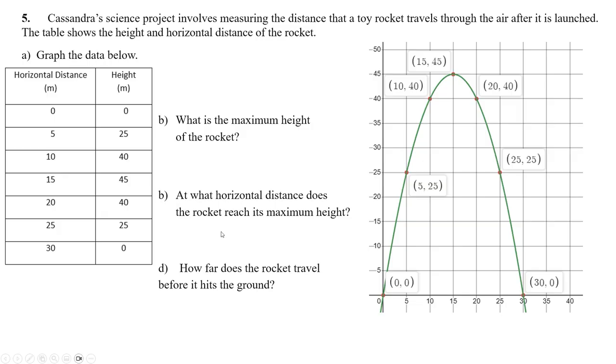Next question, at what horizontal distance does the rocket reach its maximum height? Well, the maximum height is right here, and the horizontal distance is 15. How far does the rocket travel before it hits the ground? Well, it hits the ground at this point right here, and it's traveled 30 meters horizontally.